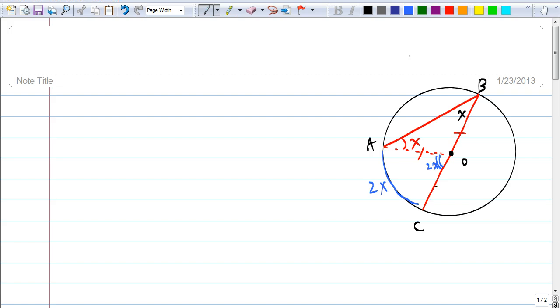It's not a theorem, it's actually a definition. Definition of the measure of a minor arc, which states that the measure of the arc is equal to the central angle. You guys remember that? So if the central angle right here, isn't this a central angle, AOC? So the measure of this arc must be 2x as well. Do you see how you could prove that?